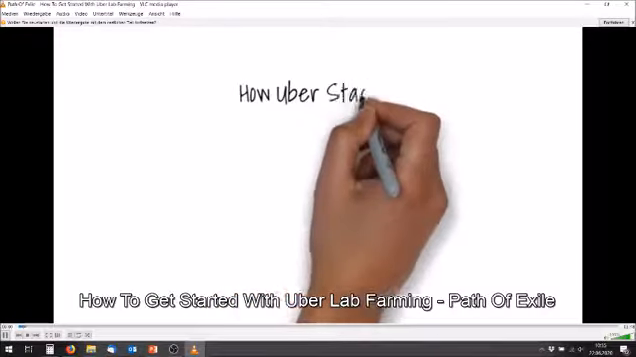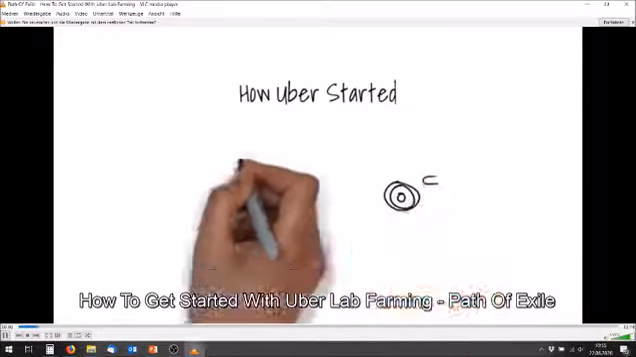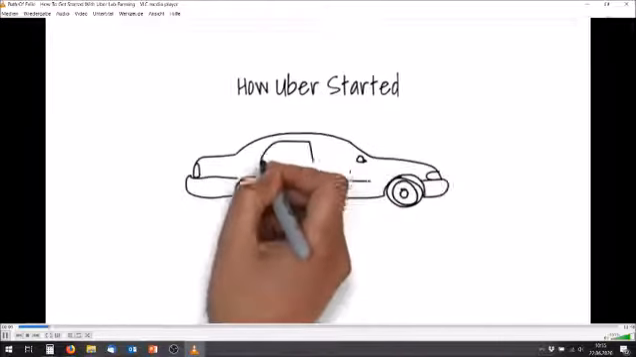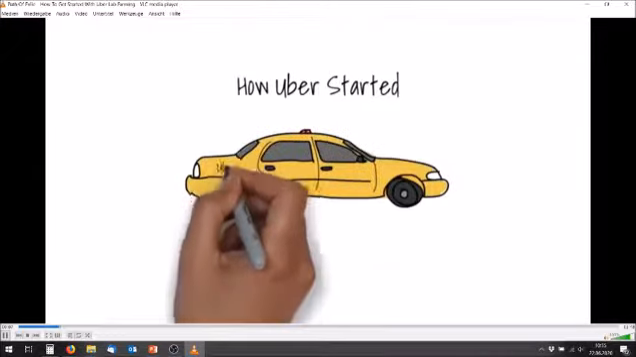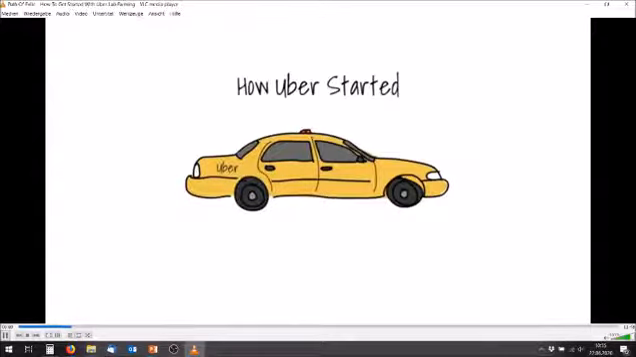Uber is a worldwide transportation company. It allows its users to press a button on their app and a taxicab will turn up for them. The story of Uber is coming up.